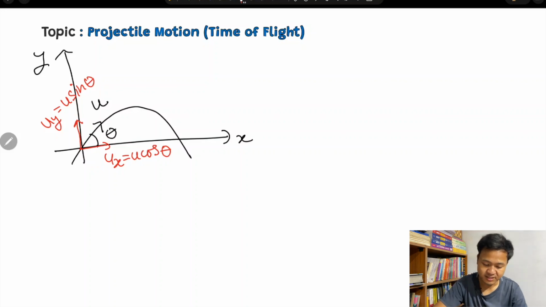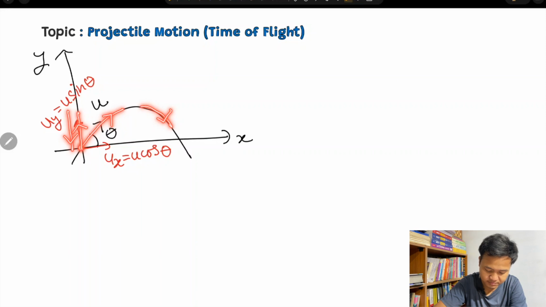About the time of flight, we have done the same thing in motion in 1D. If you project a particle vertically, it will go up and then come back down to the same position again. So then what is the displacement? It is 0. The same way, if you concentrate on the vertical motion of the projectile, after reaching the maximum height, it will come down.